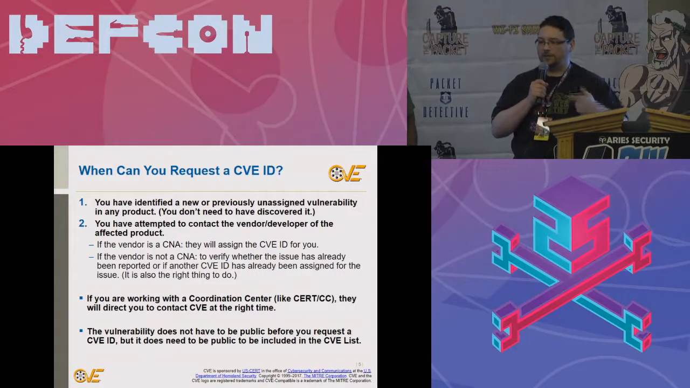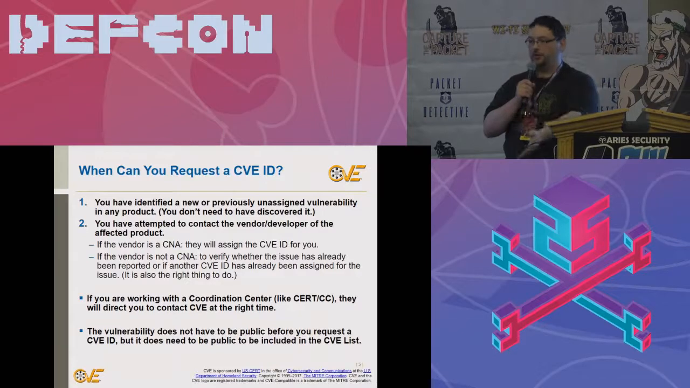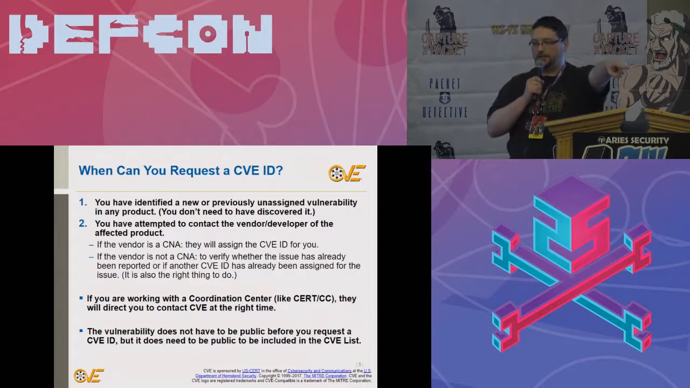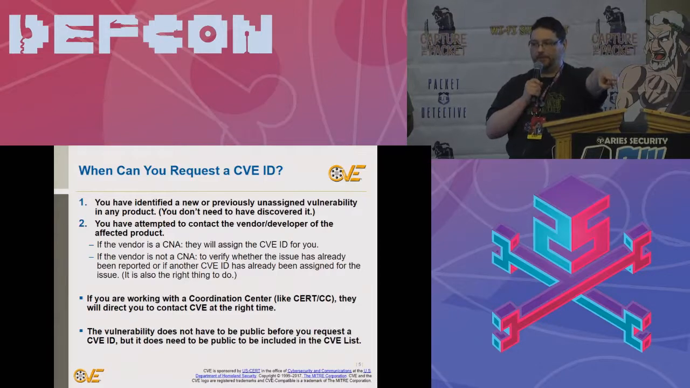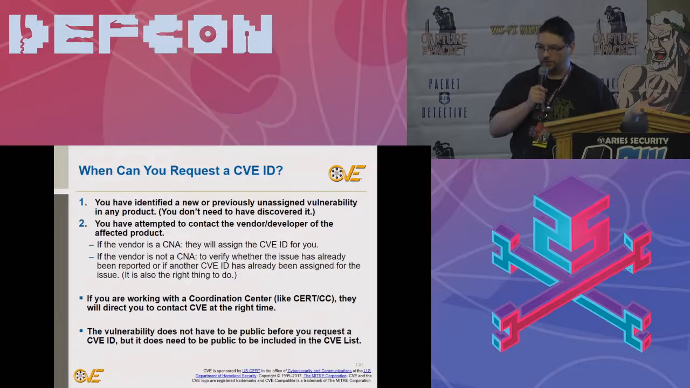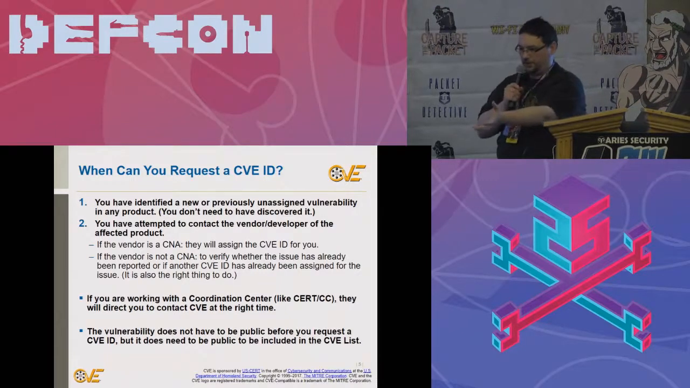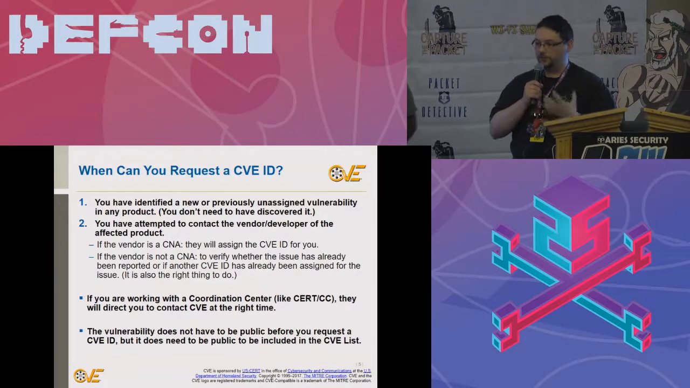We have an escalation process where the researcher could come to MITRE and say, that CNA over there said that what I found wasn't a vulnerability. Help me. And what MITRE will do in that case is pull the CNA in and say, what's your side of the story? Understand the researcher's side of the story, and then make a determination based on the information that is available from the researcher and from the vendor.